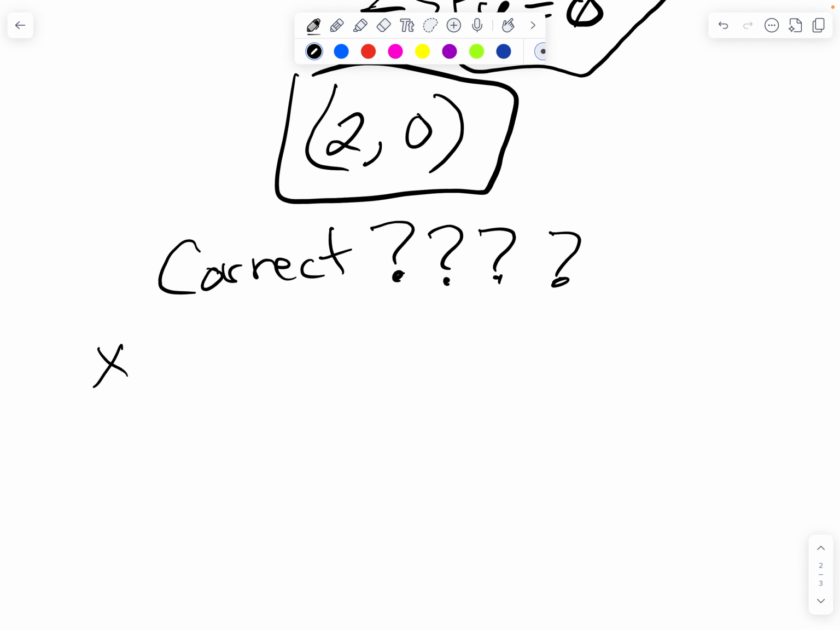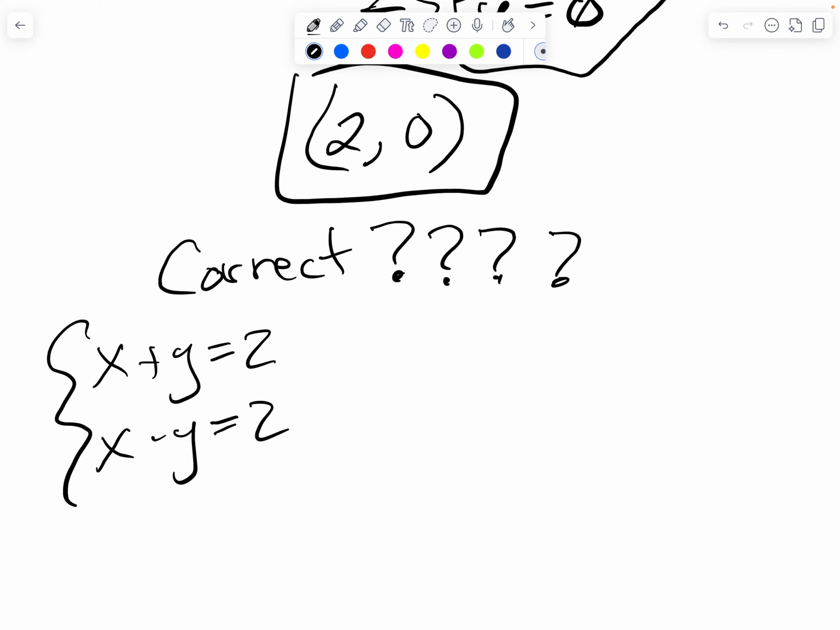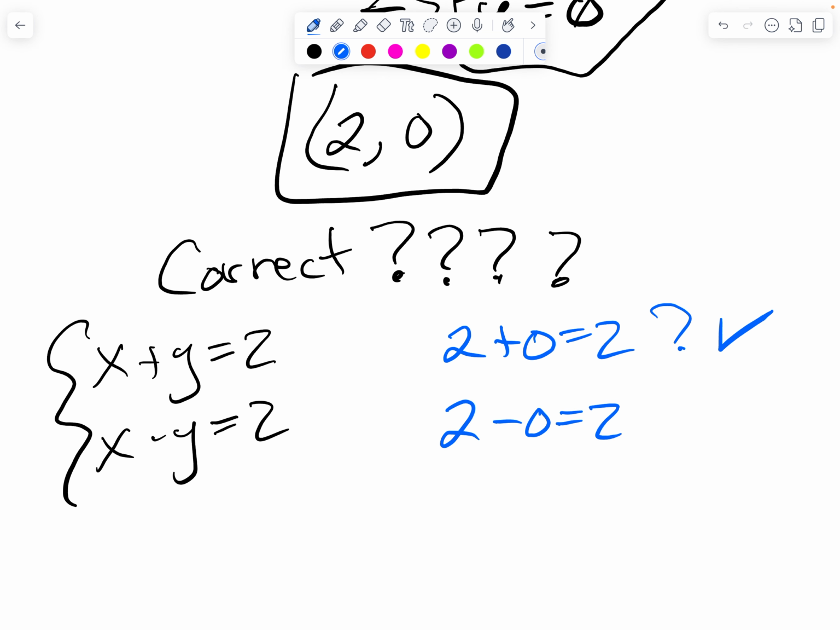So here were the questions. Okay. Is it correct? Well, replace the x's and the y's with their new names. Okay. Let's see. I replace x with a 2 and the y with a 0. Is this true? Yes. 2 equals 2. What about here? x and y. 2 minus 0. Is that true? Yes, that's true. Now you turn your quiz in.